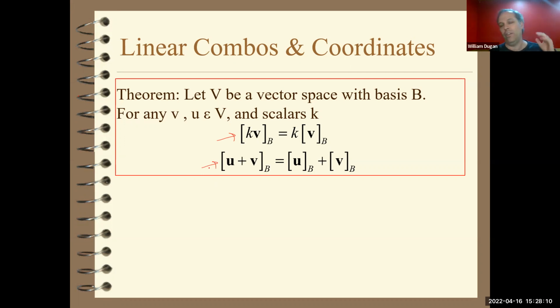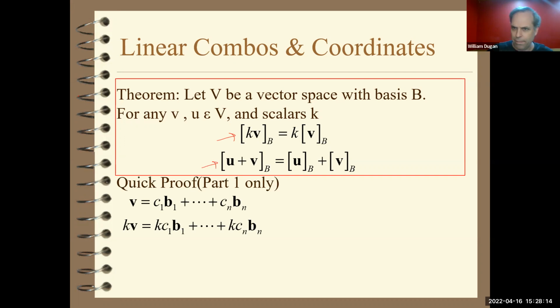Now, proving this is incredibly easy. It's a matter of just pushing symbols around, so I'll do it quickly. If you have a vector v and you expand it via the basis B to get the coordinates c1, c2 up to cn, and you then take k times v, you can just multiply k right through that linear combination to get k times v as a linear combination of the basis vectors.